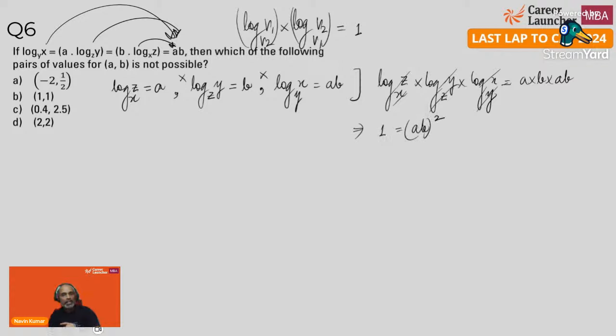So the product of a and b can be 1 or minus 1. And if I square it, it will result in 1. So the product of a and b, minus 2 into 1 by 2, is minus 1. So this is possible. Question asked is not possible. 1 into 1 is 1. No problem here. 0.4 into 2.5 is going to give us 1 again. So D is our answer. 2 into 2 is 4. The square of 4 is not 1. Right?